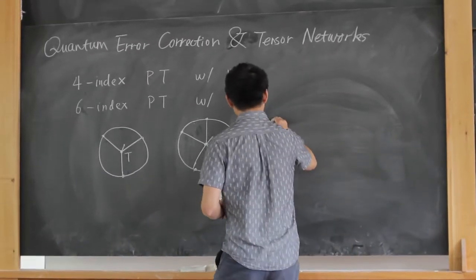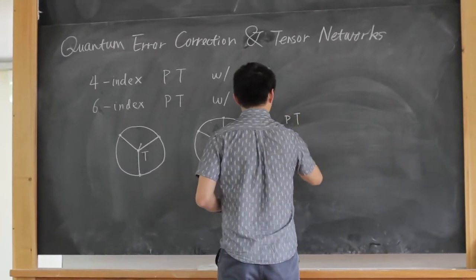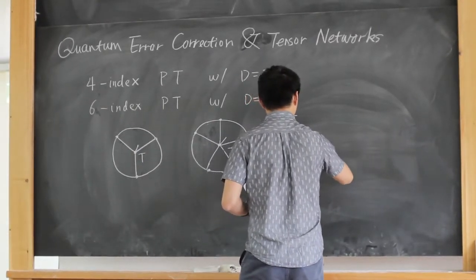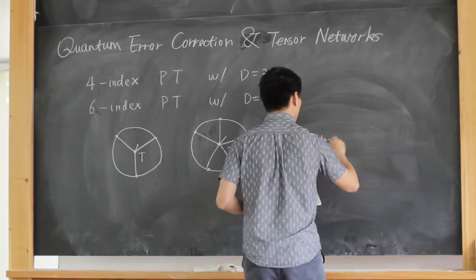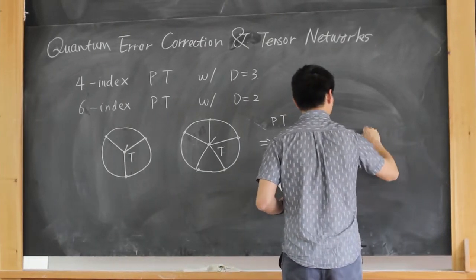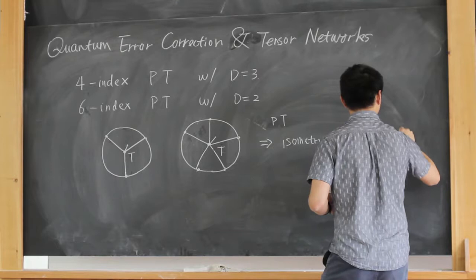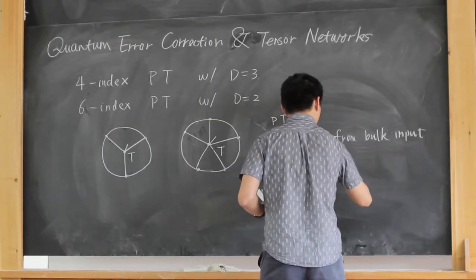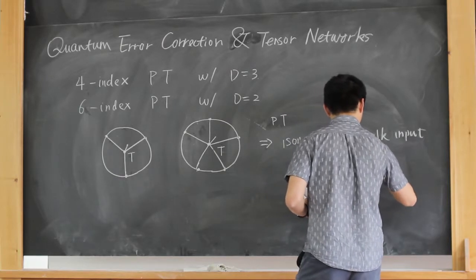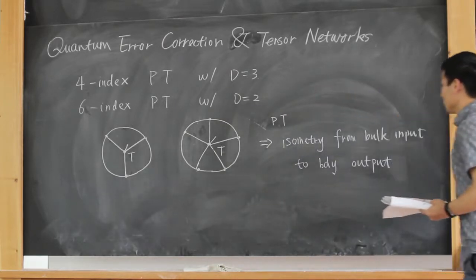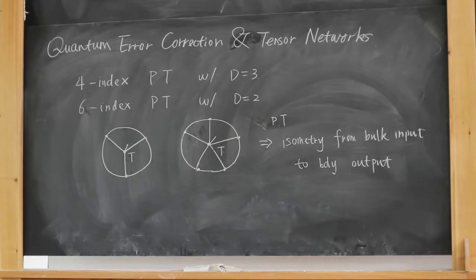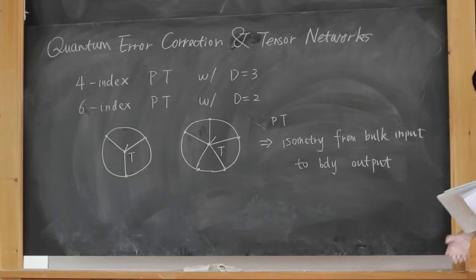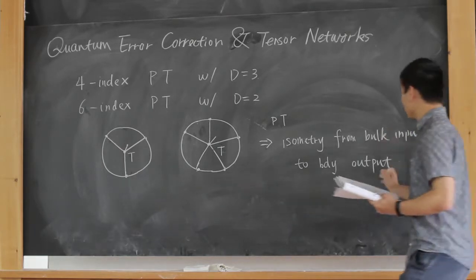And because these are perfect tensors, this means we can think of them as isometries from the bulk input to the boundary output. In particular, as an isometry, this map preserves the inner product of any state that we map from the bulk to the boundary.